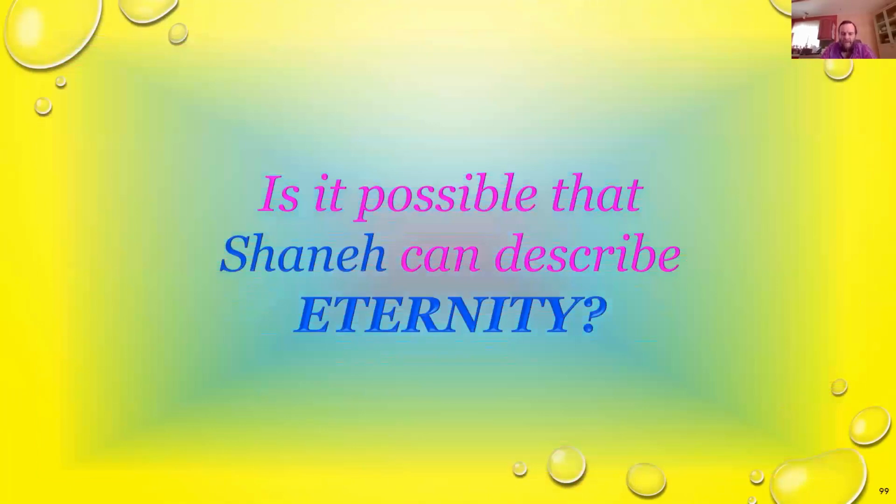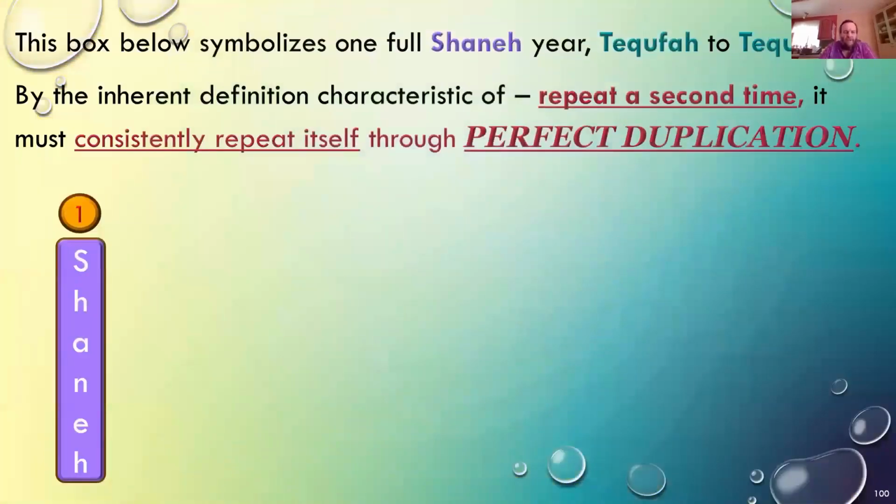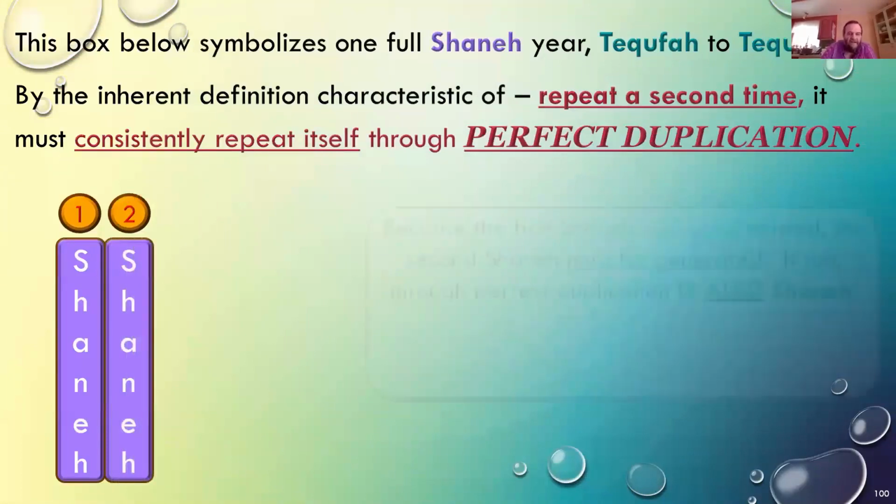Is it possible that Shanae can describe eternity? This box below symbolizes one full Shanae year, Tequfah to Tequfah. By the inherent definition characteristic of repeat a second time, it must consistently repeat itself through perfect duplication or perpetual duplication. There is your second Shanae year.